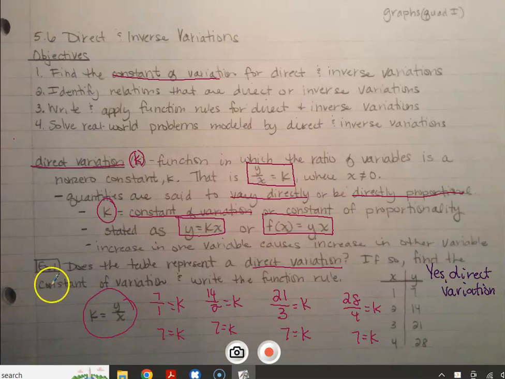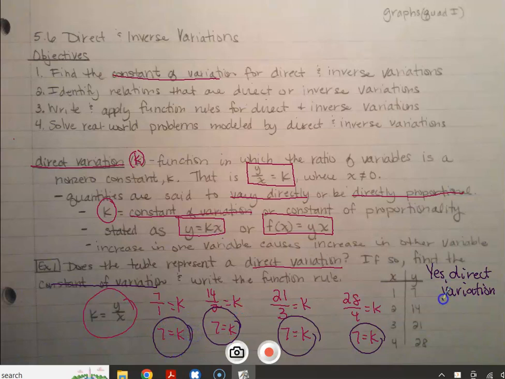It says find the constant of variation. We found that repeatedly: k equals 7. And it says write the function rule. These are really easy to write. Remember, how do we get from x to y? We multiply by 7 every time. So our function rule here is going to be f of x equals 7x.